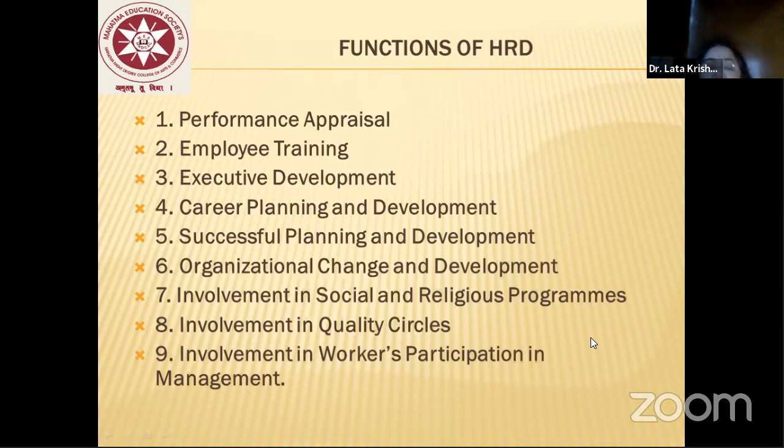Involvement in quality circles, when people in the shop floor or factory work together either formally or informally and try to solve problems in the production line. They are actually doing the function of problem solving. They are trying to think out of the box. They're trying to find solutions to problems. Then it becomes the role and responsibility of HRD to be part of all these quality circles.